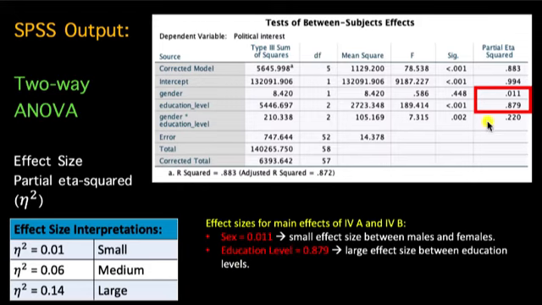For education level, we have an effect size of 0.879, which is greater than 0.14, so we would say there's a large effect size between education levels, since that was the independent variable of interest.